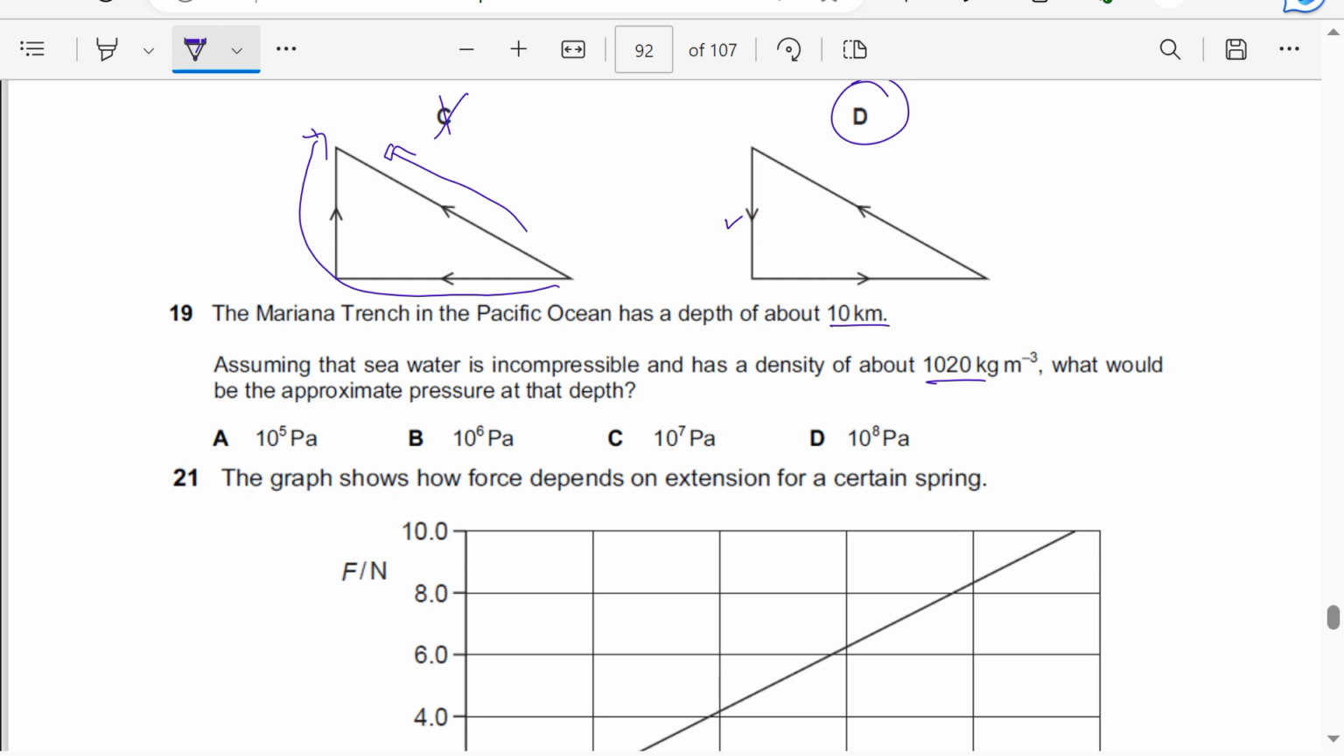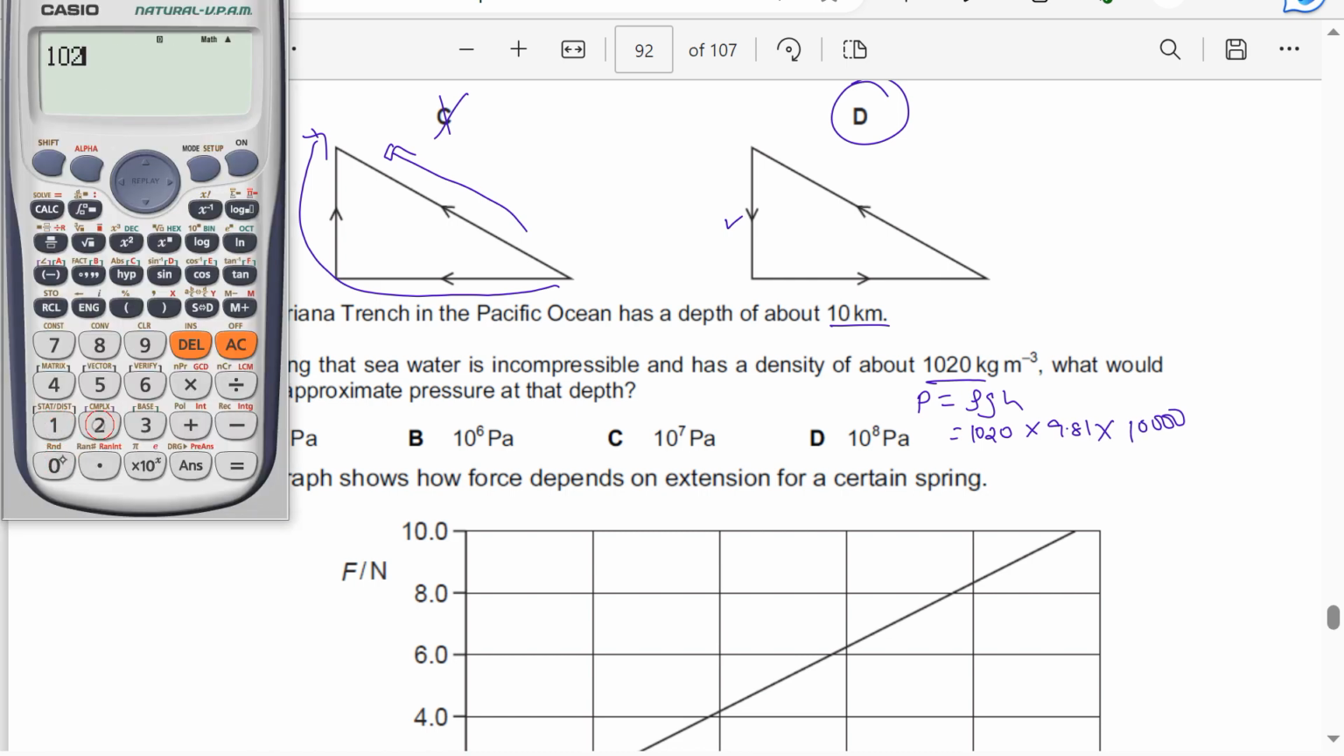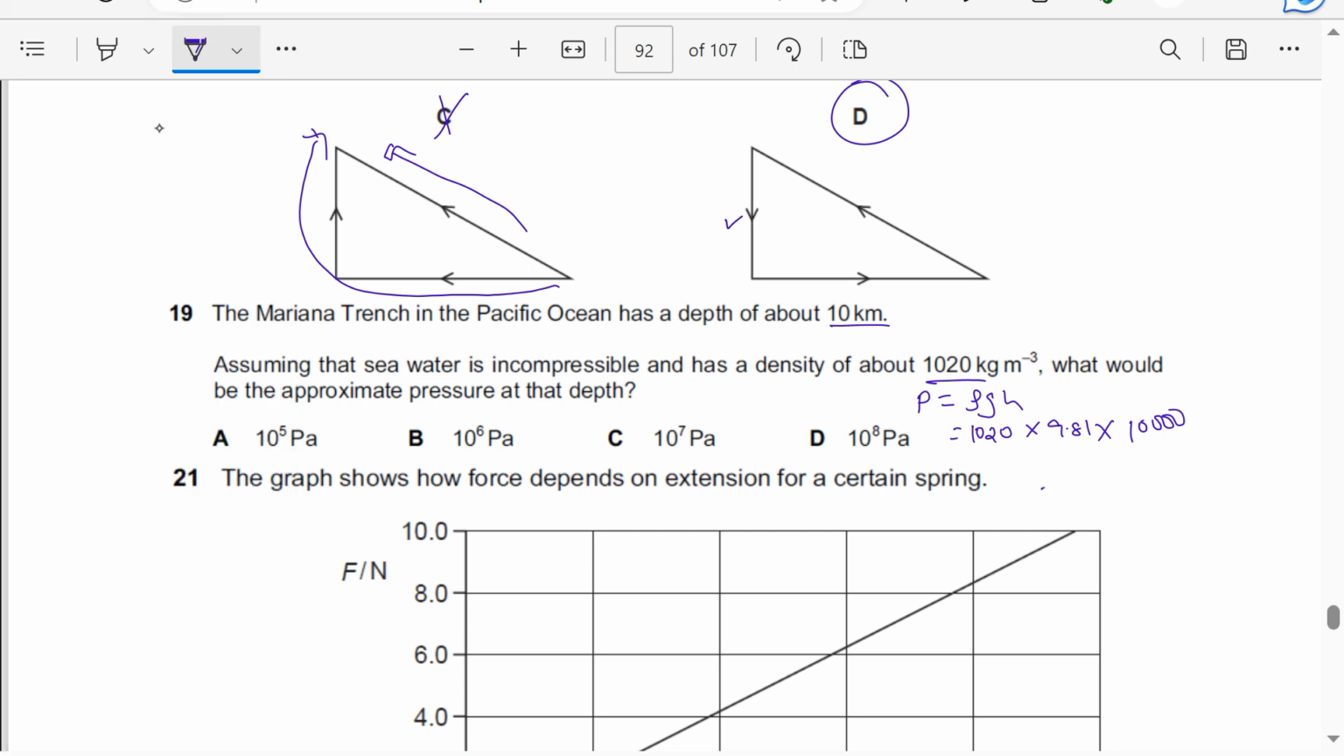Okay, this is direct. We have done it so far. Pressure is equal to density times g times h. So this density is 10, 20 times g, which is 9.81, times 10,000 meters. So we just check our calculator. 10, 20 times 9.81 times 10,000. So this is 368, 10 power 8. So the answer is going to be D. This is approximately 10 power 8. So the answer is D.